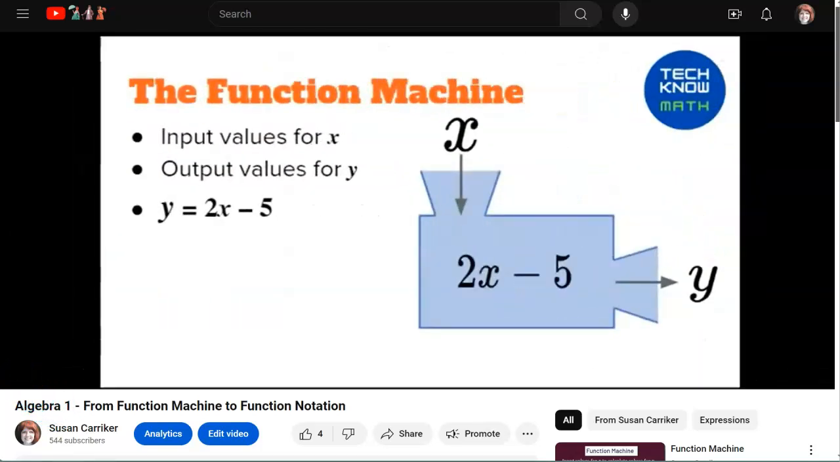In the function machine, we input values for x and output values for y. In this machine, we'll input the values for x. Those will be multiplied by 2. 5 will be subtracted from that, and the output will be the y value.